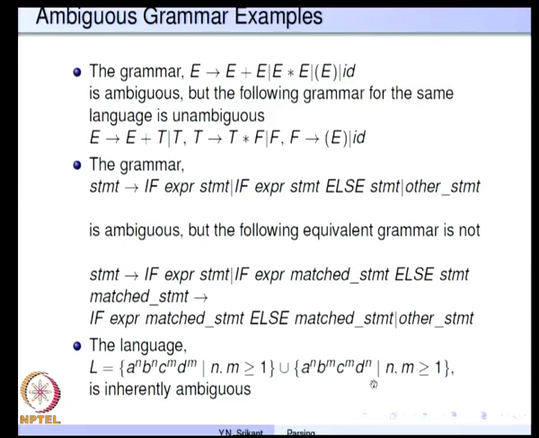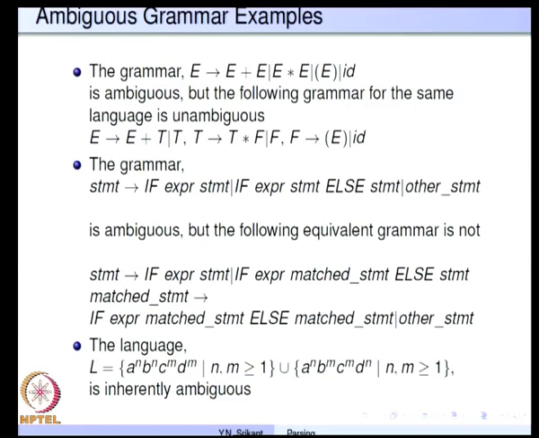So let's understand ambiguous grammars, because these are very important to us. If the grammar is ambiguous, then the tools for generating parsers will be in trouble. Further, even our parsing techniques will be in trouble. So we must understand ambiguity appropriately.